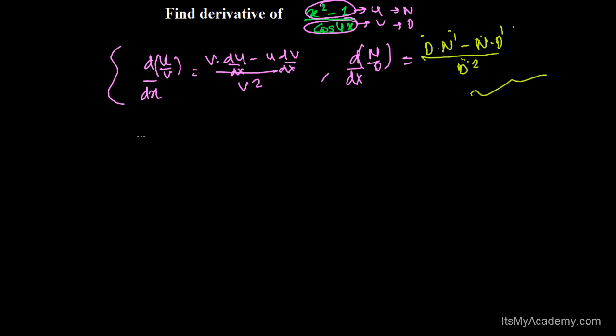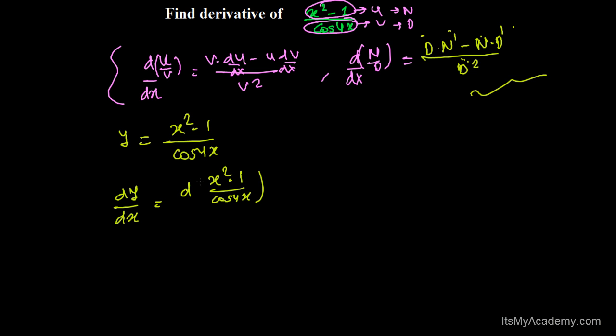My function here is y equals (x square minus 1) over cos 4x. Now differentiating both sides with respect to x as we usually do, the derivative of x square minus 1 over cos 4x with respect to x, we have to use d n dash minus n d dash over d square. Or you can say v du minus u dv over v square. Whatever you feel is easy, you should do it that way.